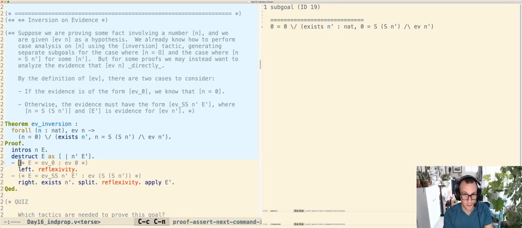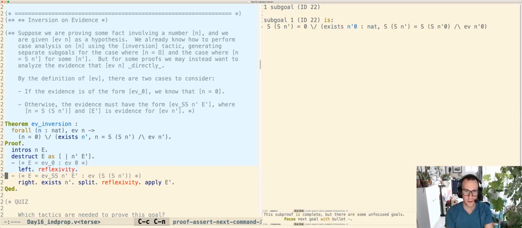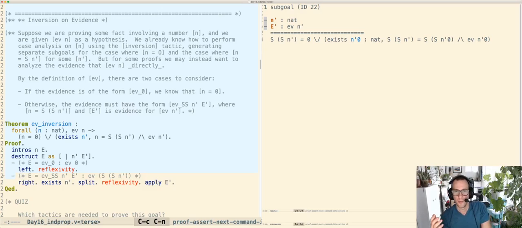What happens here? Well, now we have our choice. We could either prove 0 equals 0, seems strong, or there exists some N prime such that 0 equals S of N prime. I'm not into it. I don't like it. I don't like the 0 equals successor of anything. It seems like a bad plan. Let's go to the left. 0 equals 0. You love to see it. Okay, that was the case where E was proved using EV0, and then we were able to say, okay, great. Well, in that case, N is equal to 0.